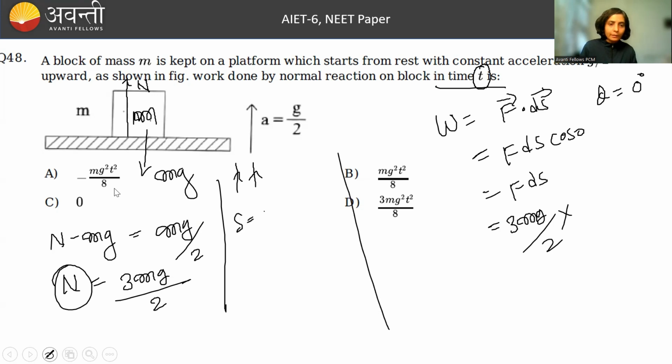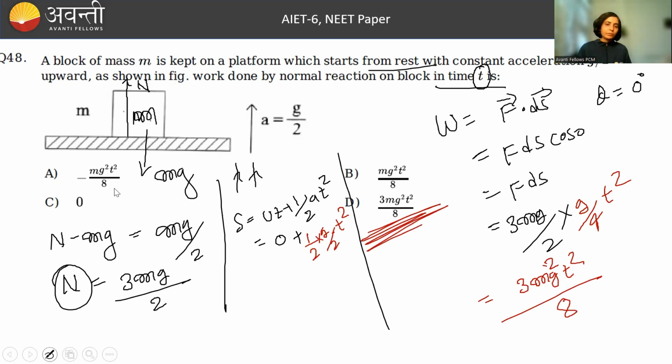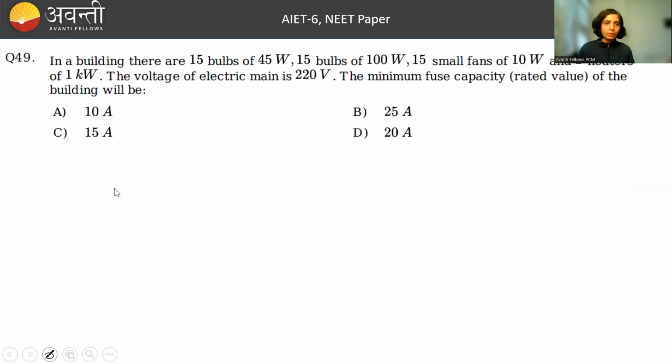S equal to, what do we write? ut plus half at square. And it is starting from rest. So u equal to 0 plus half into acceleration g by 2 into t square. So the total displacement value is g by 4 t square. So what will be the value? 3m g square t square by 8. So 3m g square t square by 8, this is option D. So this will be your correct answer.